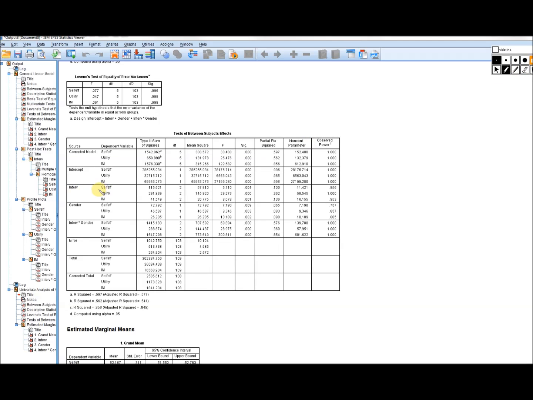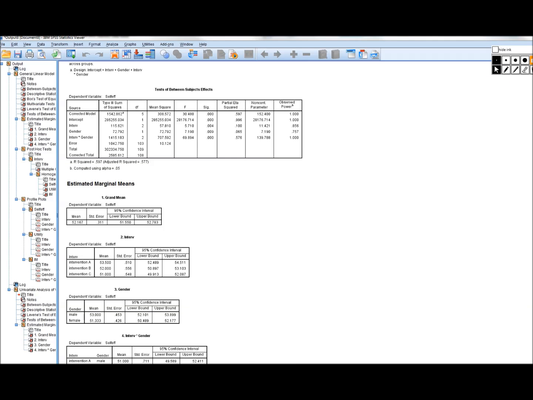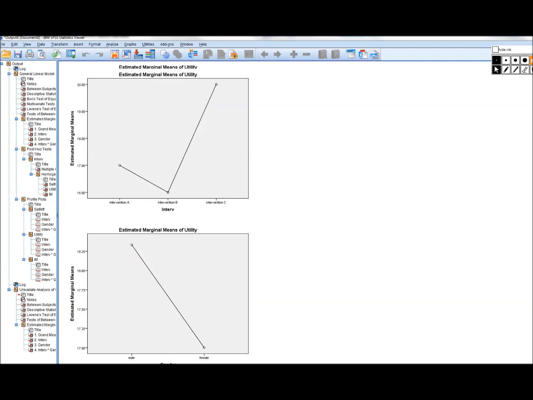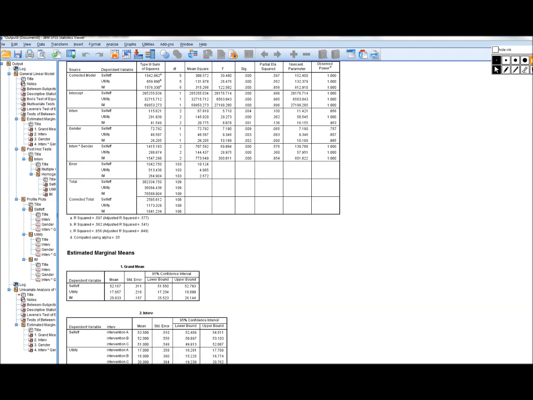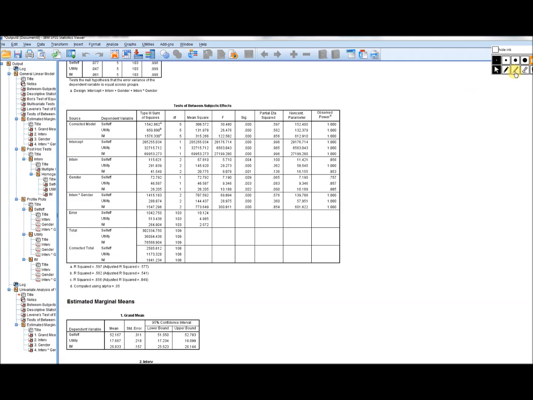So here's the effect of intervention on self-efficacy, here's the effect of gender on self-efficacy, and the effect of the interaction between the two on self-efficacy. The values that you see right here, in terms of the effect size and so forth, are the same values that are reproduced if you were just running a standard factorial ANOVA that you see right here. So this is just to highlight what you're seeing up here in the default output given by SPSS.